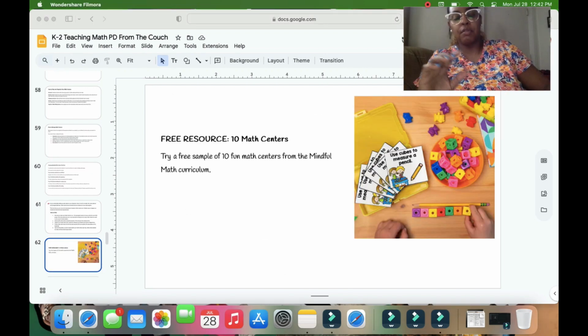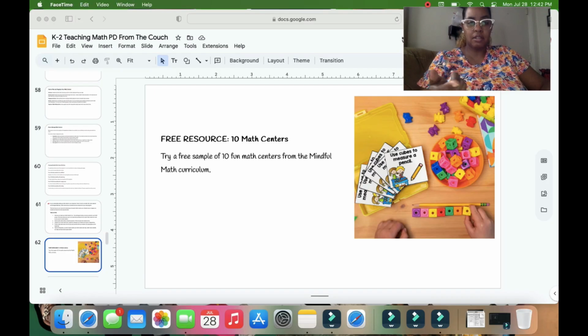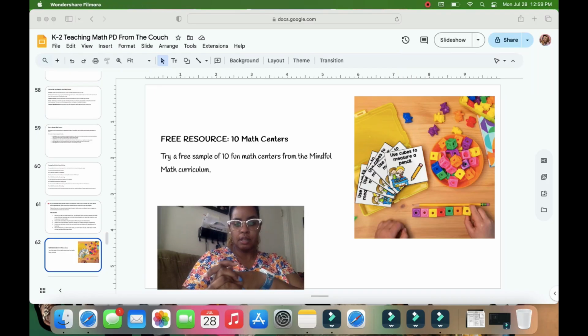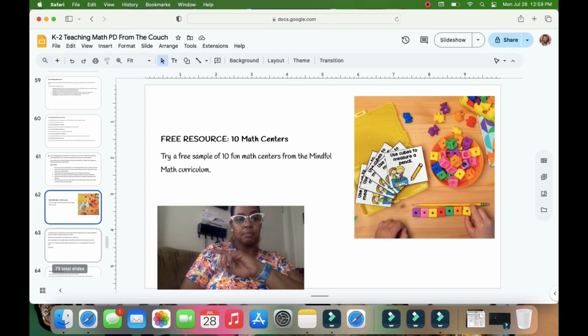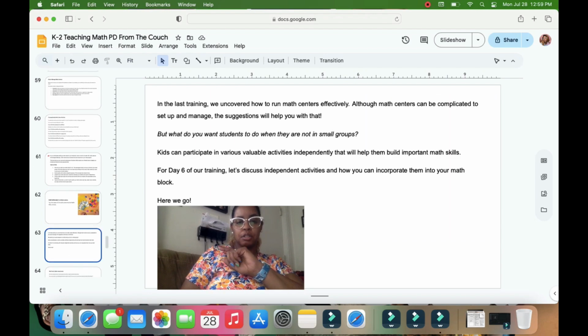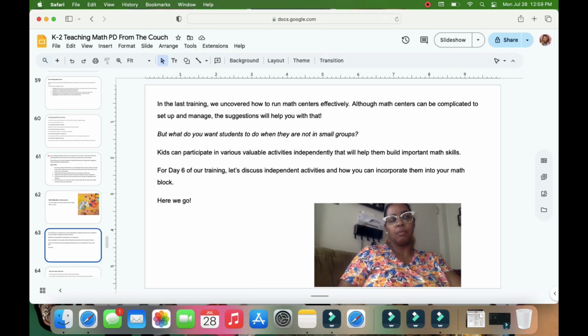With this comes a free resource of 10 math centers. Some other resources that you can use for math is the 10 Math Center. These just come with little cue cards where a student could use cubes to measure a pencil or use cubes to measure a marker, things like that. It's just a sample for centers. You can probably go find that over on mindfulmathcurriculum.com.